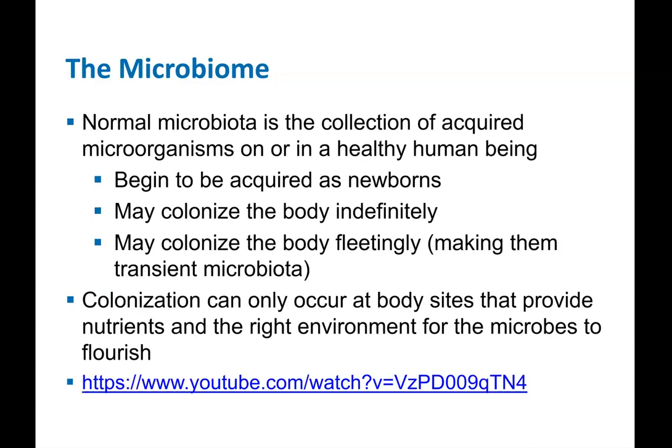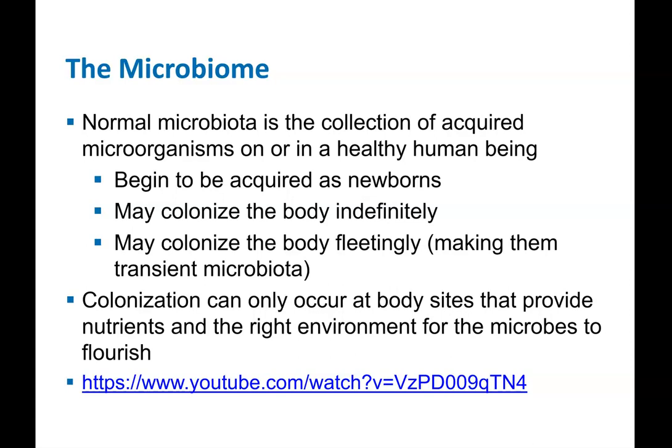But things that we do know is that we begin to acquire our microbiome as soon as we're born. And basically, they live with us forever. So you really can't get rid of them. I mean, you can affect them. And I guess in some cases you can get rid of them by taking antibiotics, but generally it's not a good thing. You don't want to get rid of them.